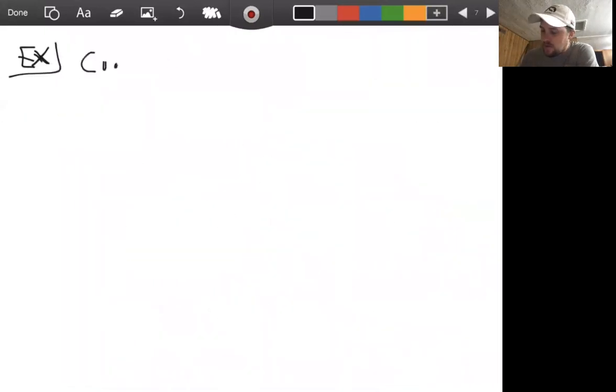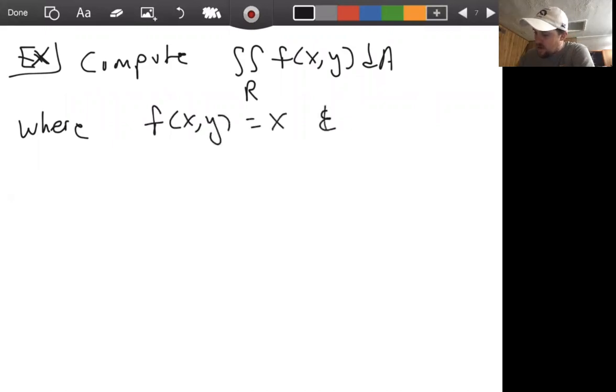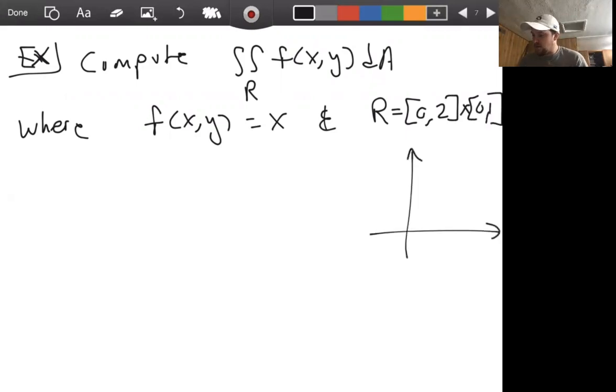Let's compute the double integral over the region R of f of x, y dA, where f of x, y equals x and R equals the rectangular region [0,2] cross [0,1], right? And so this region R is this rectangle here. It's 2 units in the x direction, 1 unit in the y direction, and it can be this entire region here.